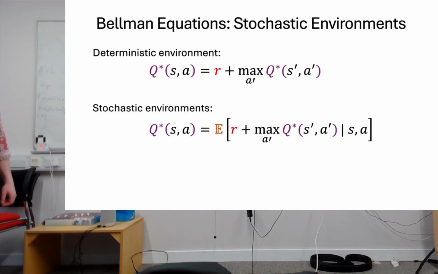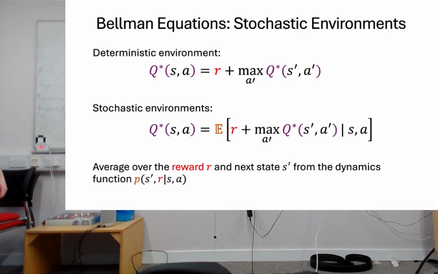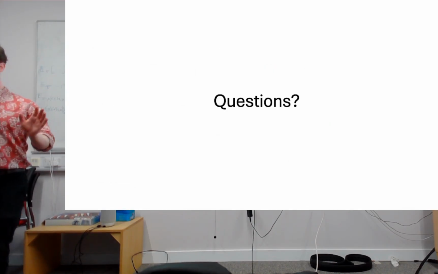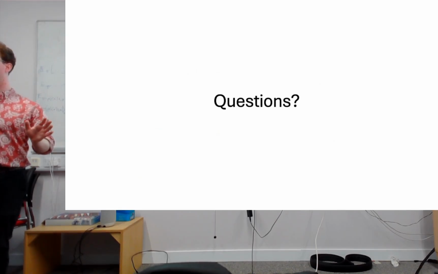All right? And remember that the value of a state is just the maximum of the action values over that state. So this can also be written as the expectation of R plus V star of S prime, if you like. Another expression for this Bellman optimality equation. This is for stochastic environments. So we're averaging the reward and next state over the dynamics function. And that's how you deal with stochasticity. Okay, great. Any questions at this point? I feel like everyone understood that very well.